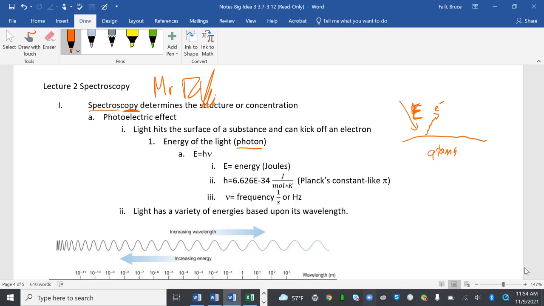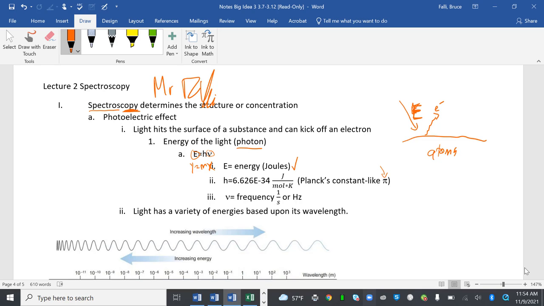So energy is E, it's going to be in joules, equals h, that's Planck's constant. The reason why I say it's like pi is it's just a number. Just know this number, put it in there, it gets you the right answer. It's really the slope of the line. So you've got y equals mx. It's the slope of the line when you graph frequency.